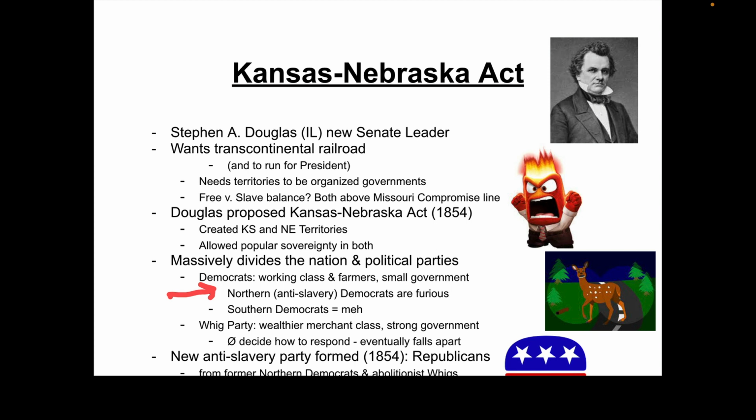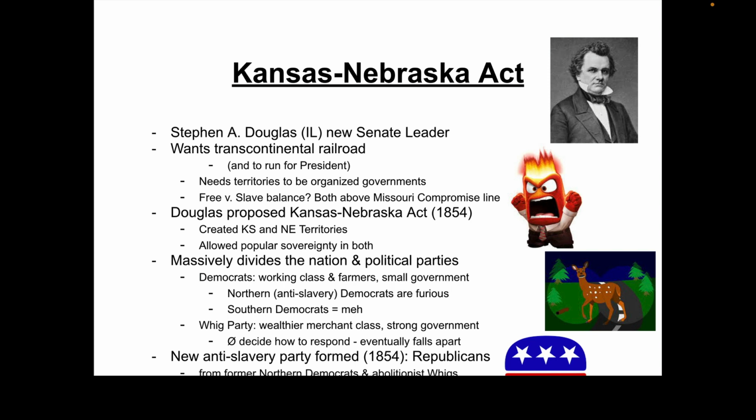The Democrats in the South were okay with it because it permitted that practice of slavery to potentially be extended further out into the new territories and allowed their economic model to continue. And so the Democratic Party literally in 1854 and in the election of 1856 just breaks in half. And it never really recovers.